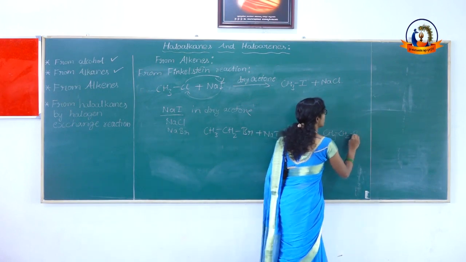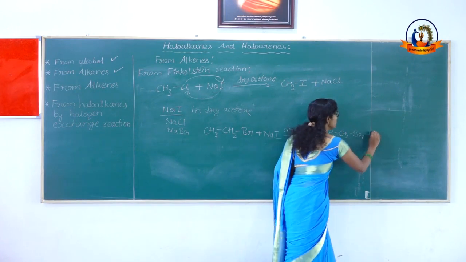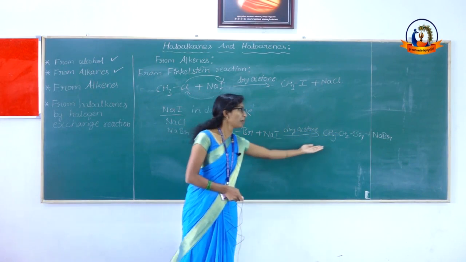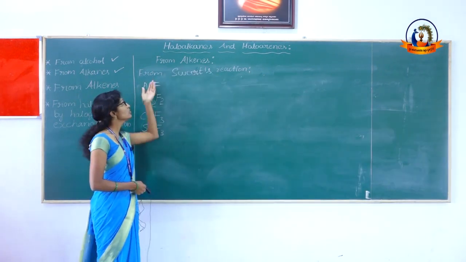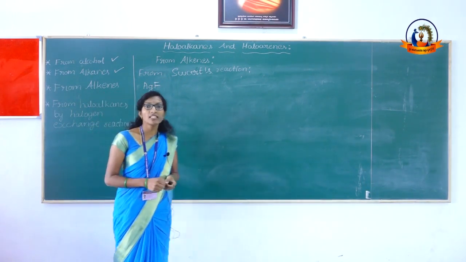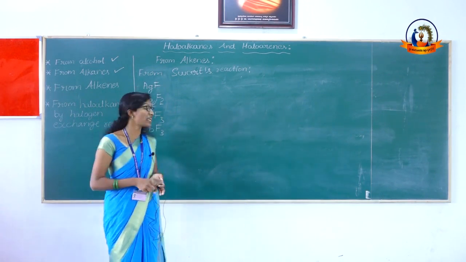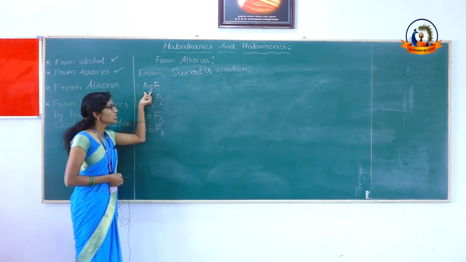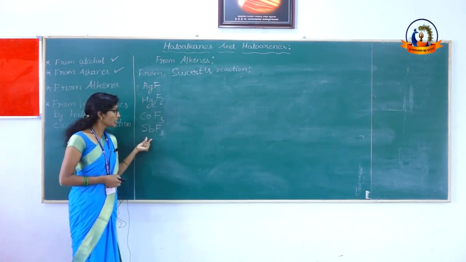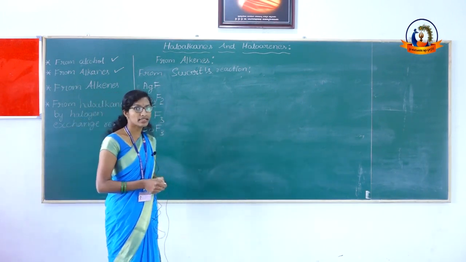It gives ethyl bromide or bromoethane with sodium bromide as the main product. Next one, from the Swarts reaction. Here alkyl chloride or bromide are treated with metallic fluoride. Metallic fluoride means silver fluoride, mercurous fluoride, cobalt fluoride, antimony fluoride, and they form alkyl fluoride as the product.